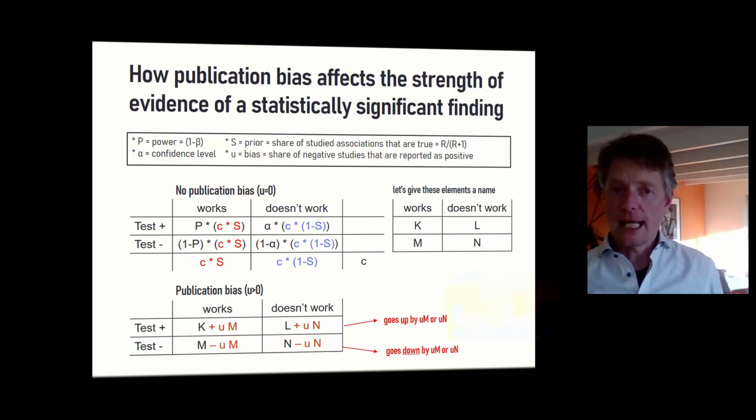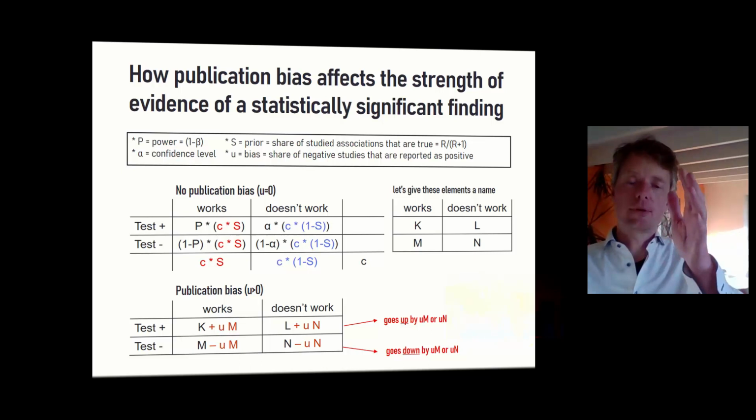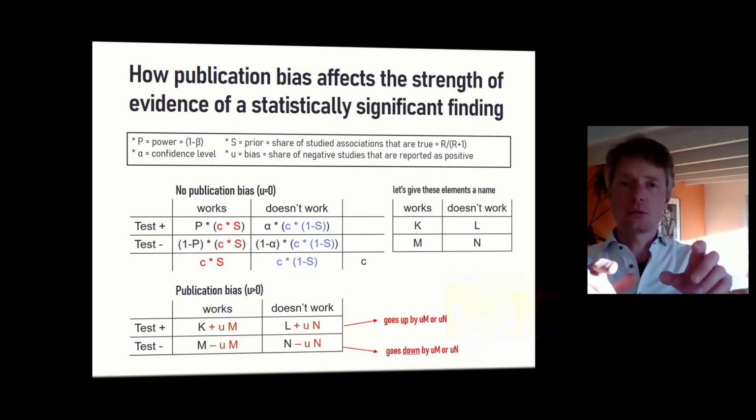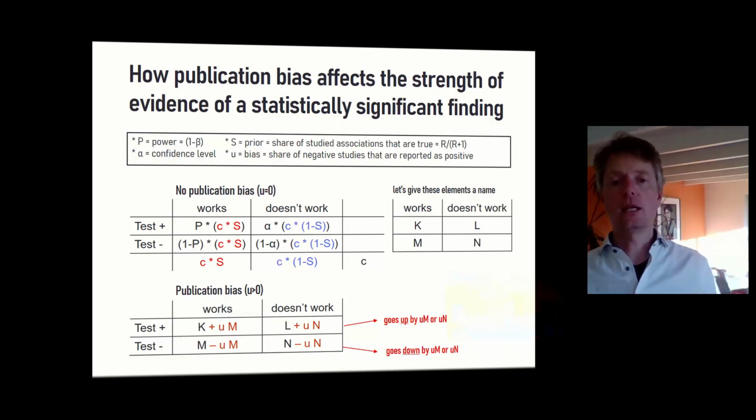But if there is publication bias, then there's going to be a shift from test minus, so negative results, so statistically insignificant results, to test plus, so positive results, statistically significant results. And that is, there's a shift by U. So U is basically the share of negative studies that are reported as positive.